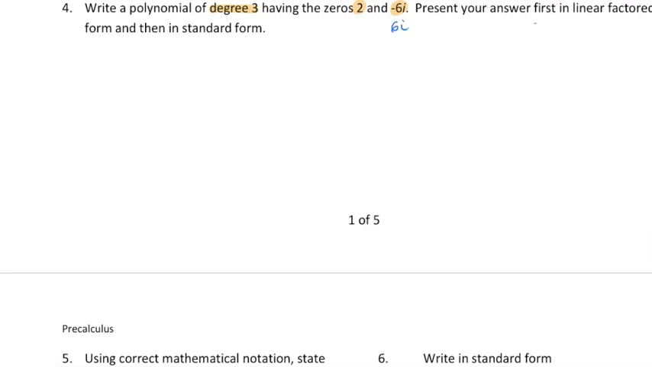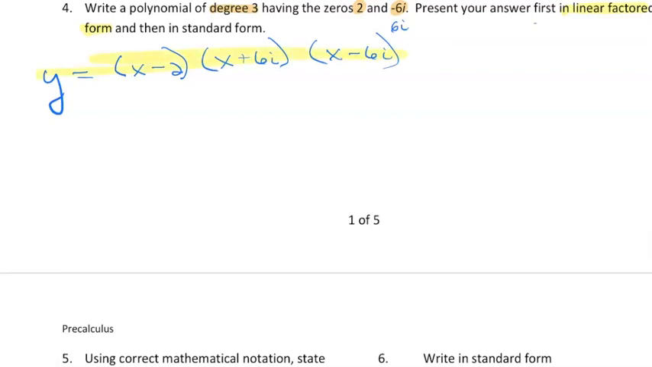So let me just get a highlighter here, because you need to know this terminology. Linear factored form. Okay, let's do that first. So if I'm going to do it in linear factored form, I'm going to say all my powers have to be to the power of 1. So this is x. Remember, you subtract your roots. And this is going to be x minus a minus 6i, so that's plus 6i. And then x minus 6i. All right, those are your linear form. So let me highlight that. This is a linear form.